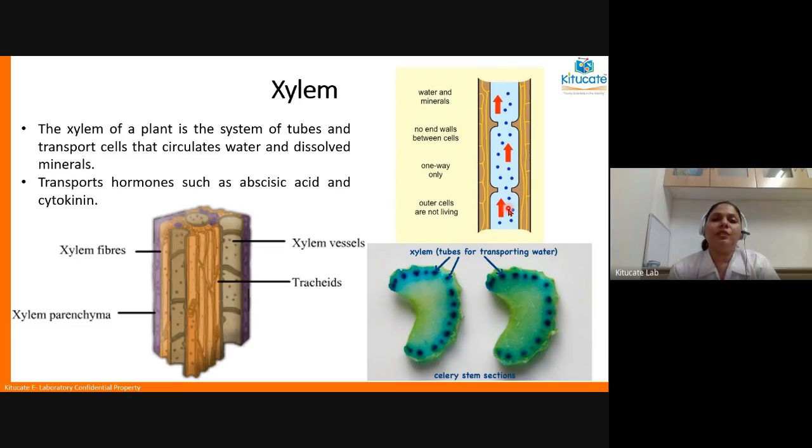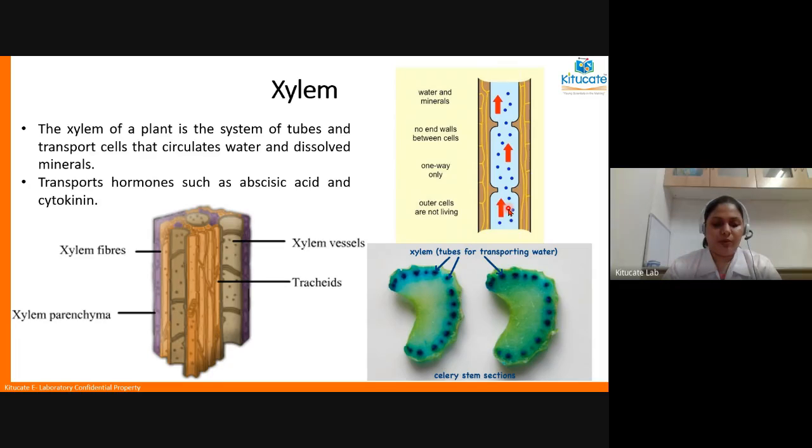Now because of this, a suction is created, a force is created. There is a demand: my water is evaporated, I need more water to carry out photosynthesis. So that kind of suction is created due to transpiration, and that is the force which is creating an upward pull of water and minerals from the roots.